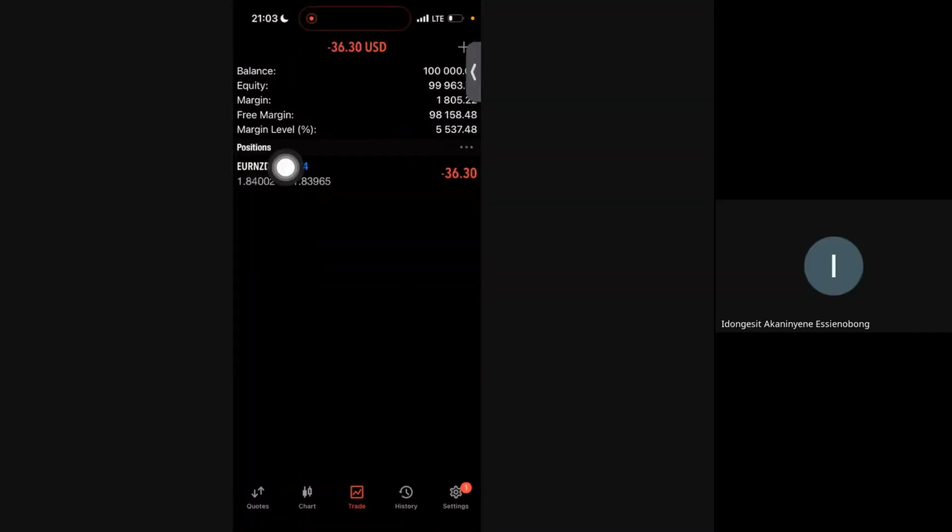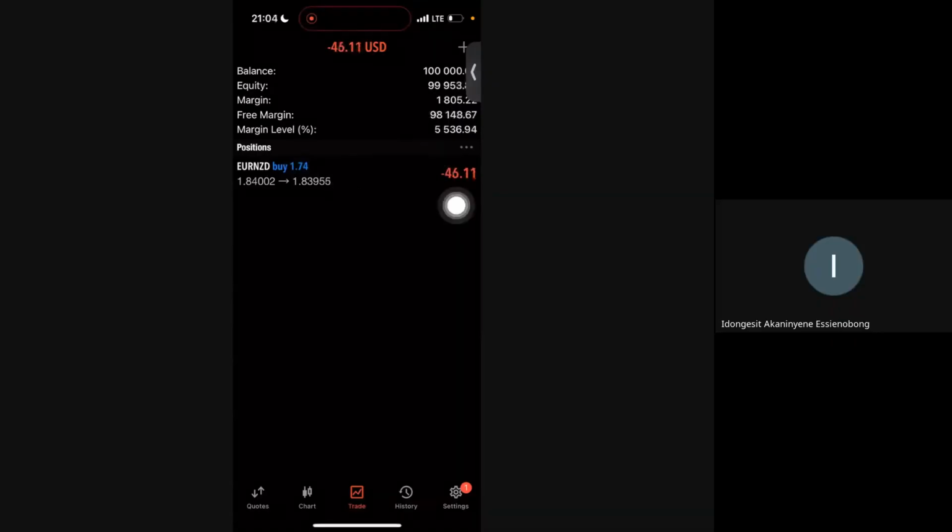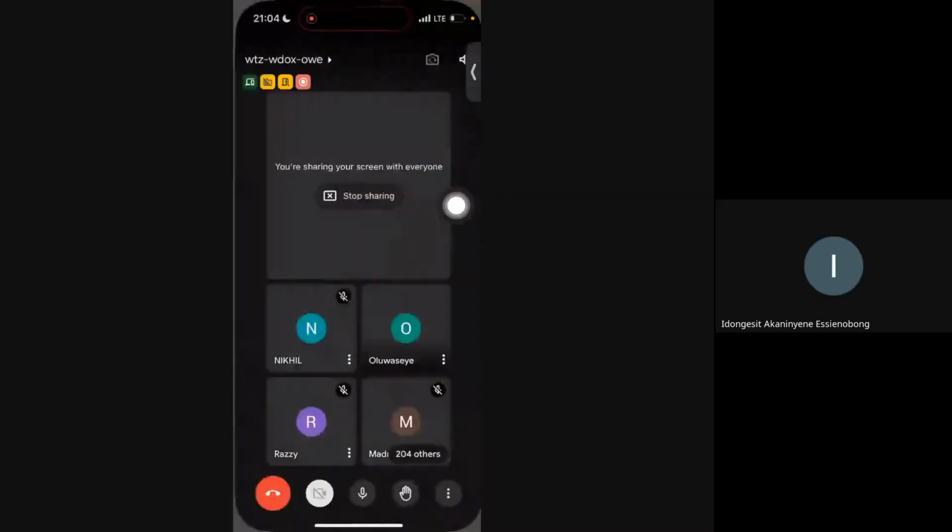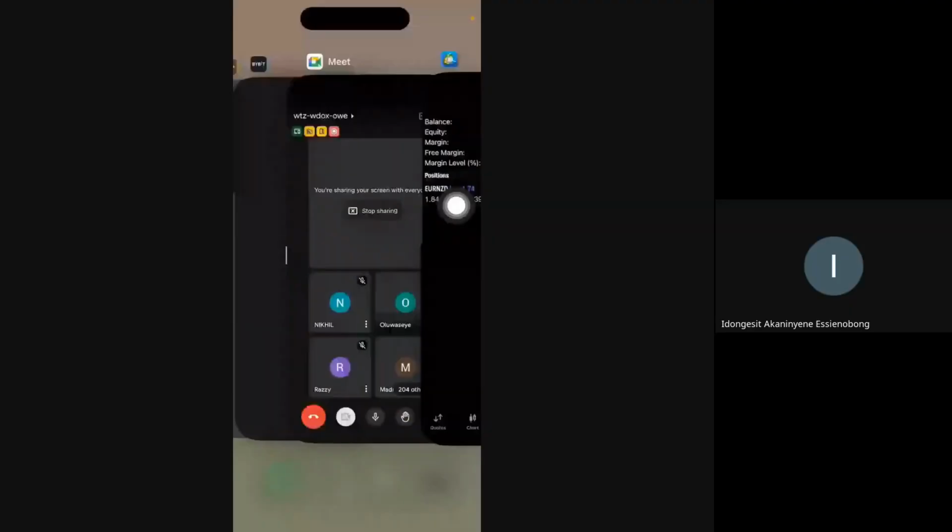So that's it for equity and margin. Free margin, I explained free margin. That is your account balance minus your margin. And the margin level percentage, you will not really need to do. But these are the basic things that you need to understand. Let's check the next on the list. Time is running out.